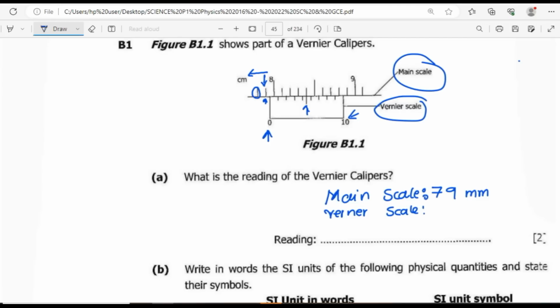So we have to count. We have this 1, 2, 3, 4, so this is on number 5. So we know that we are going to multiply by 0.1. So 5 times 0.1 will give us 0.5 millimeters, which, if we add 79 plus 0.5, we get 79.5 millimeters as our reading.